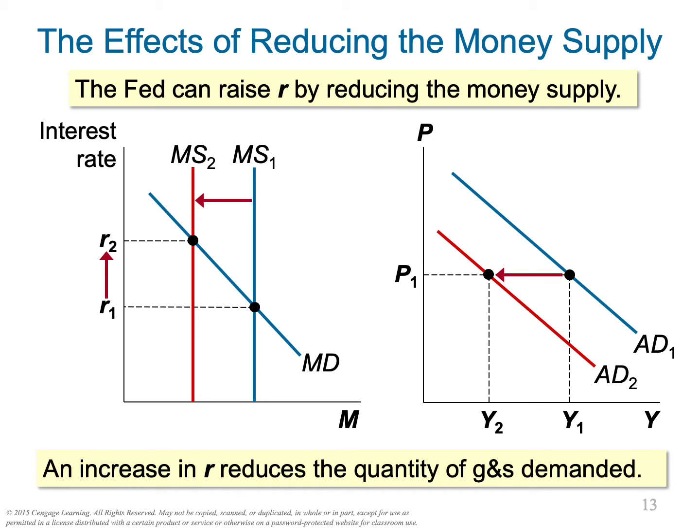Now, the way that the Fed would reduce the money supply is that they would sell bonds in open market operations, right? Sell bonds to banks. The banks would give the Fed money, and in that sense, the Fed would be taking money out of the economy, right? So they sell bonds in order to do this.